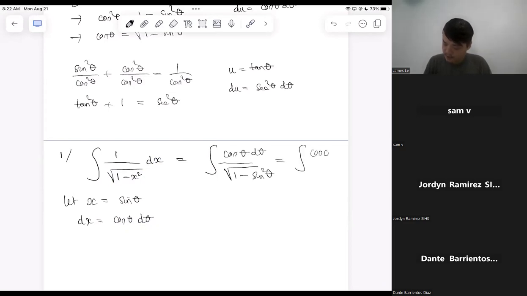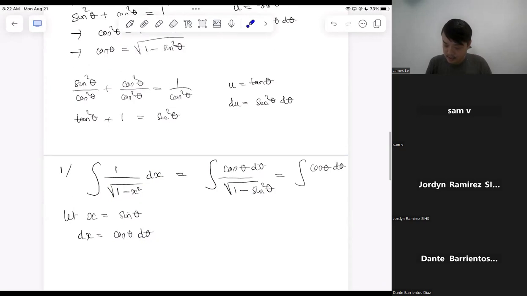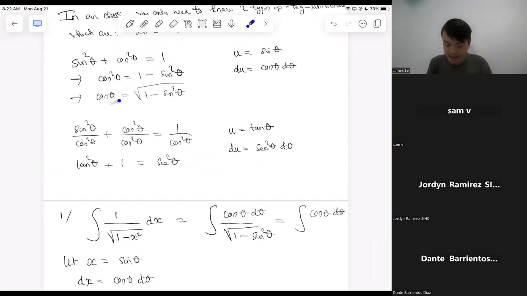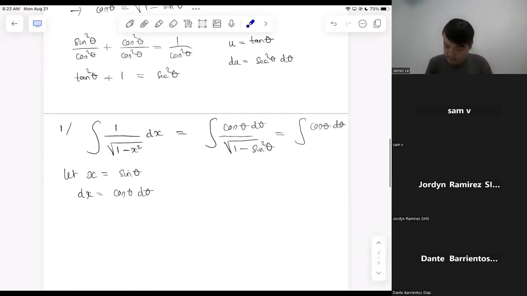So I keep the top. The square root of 1 minus sine squared theta is just cosine theta. So you can cancel that out, and it just becomes d theta. The integral of d theta is just theta plus c.